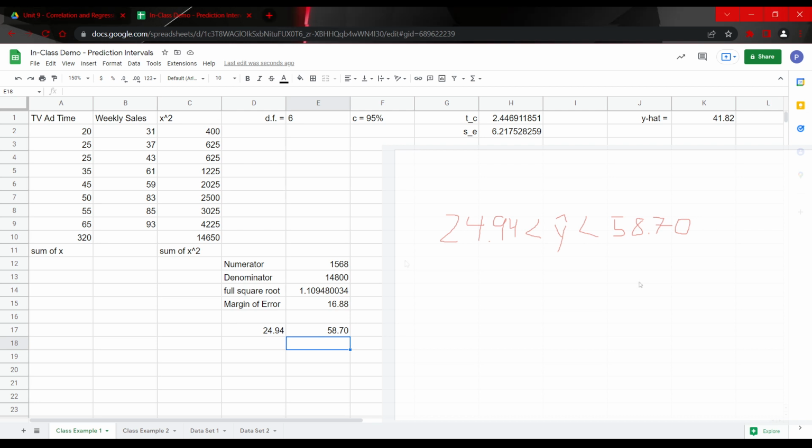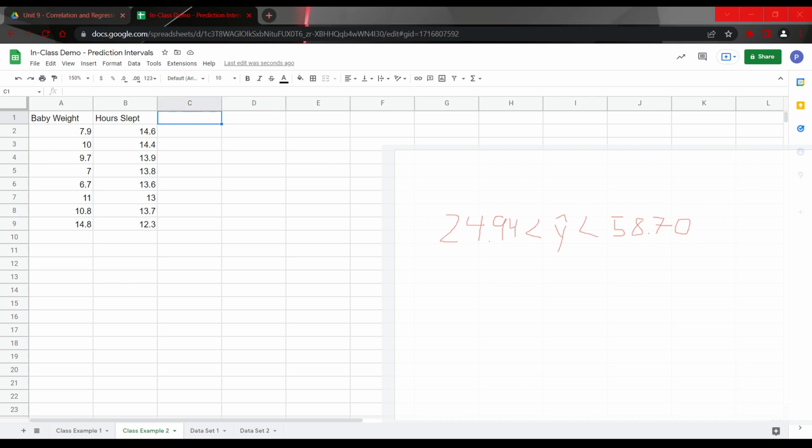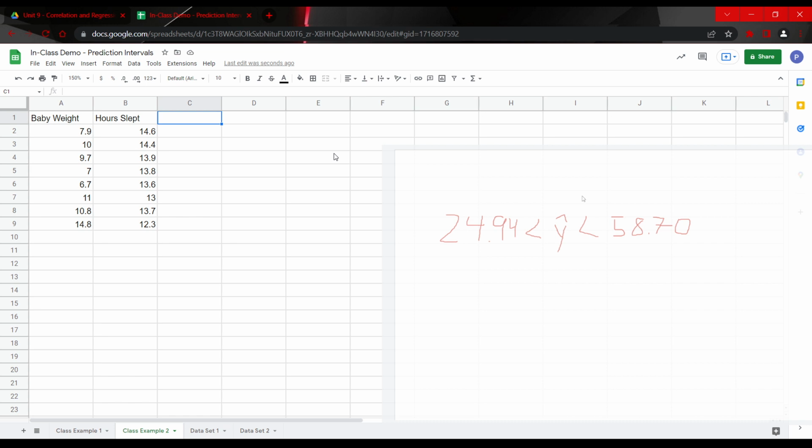We'll do another one, and this one is also in your book. It is on the next page, which is 282. It relates baby weight and the numbers of hours of sleep. I'm gonna run through this a little bit faster, just to show you how fast you can do this if you understand what you are doing.